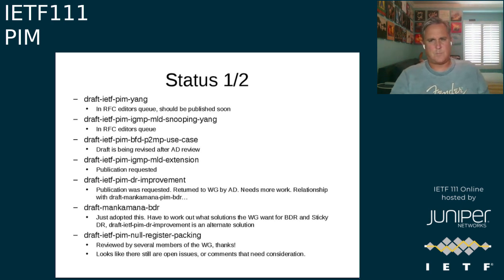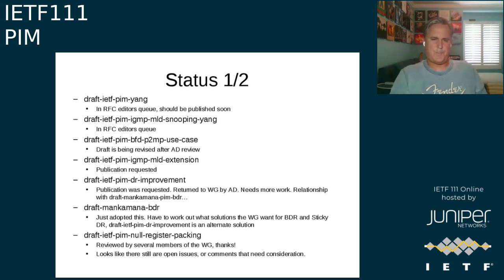Then we got the point-to-point multicast BFD, multi-point BFD. We requested publishing for that a while ago. The AD Alvaro has reviewed it, had some comments, and the authors are working on revising the document and addressing the comments. So hopefully that will move forward soon as well. We requested publication for the IGMP MLD extension draft. That was kind of recent, so we haven't heard back from our AD yet regarding that.